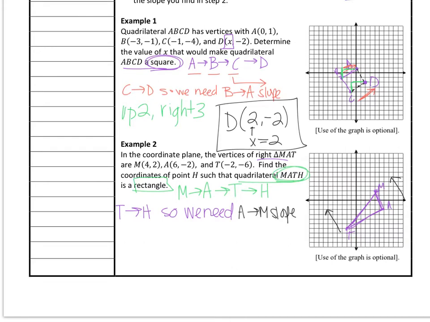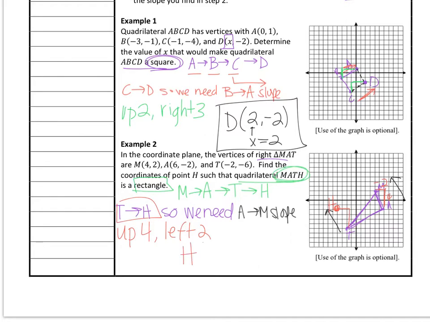So to go from A to M, we have to go up 4. So I'm going to, again, write this down, up 4. And then left 2. Left 2. So now I'm going to repeat that from T because, again, we're going T to H. So I'm going to go up 4, draw it right in, and left 2, plot the point, call it H.